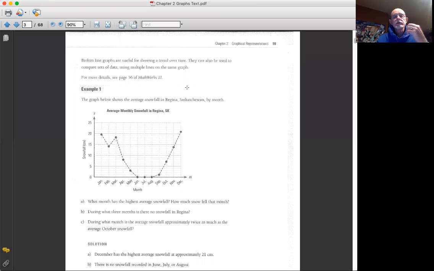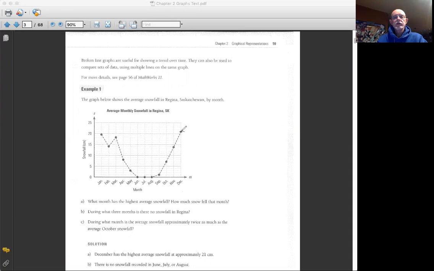Okay, so here's a graph of snowfall in centimeters over a month in Regina, Saskatchewan, which is a good reason not to live in Regina, Saskatchewan. So now the question is, okay, what questions can we ask? Well, there's three there. First one is, what is the largest snowfall, what month? And so you simply look at which is highest. It is here.